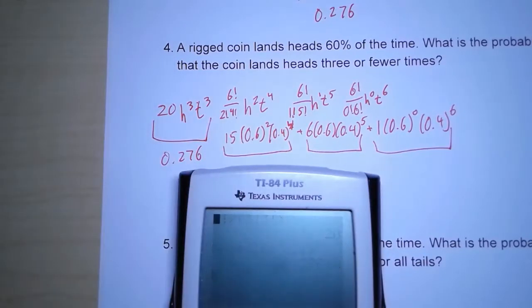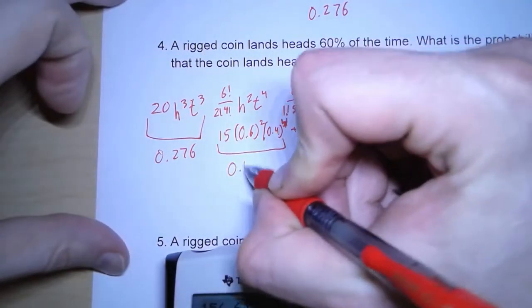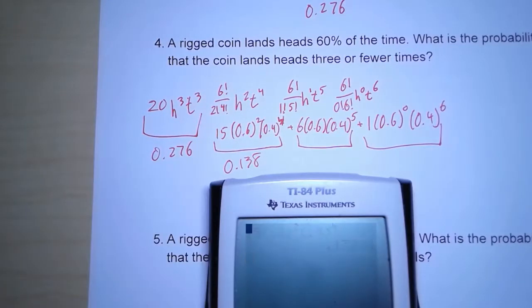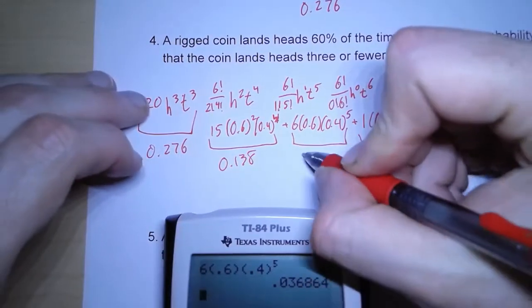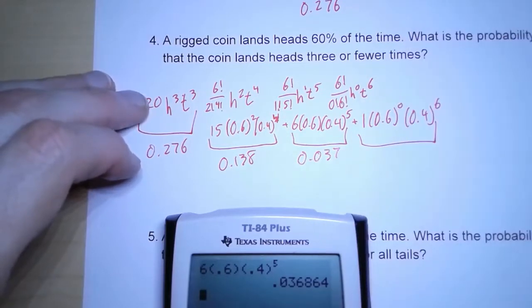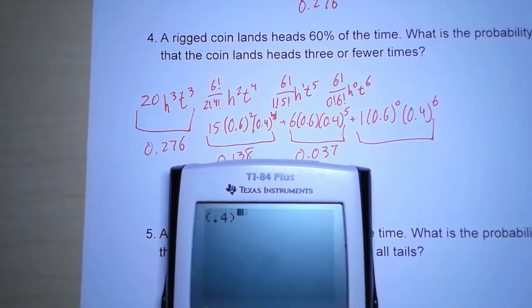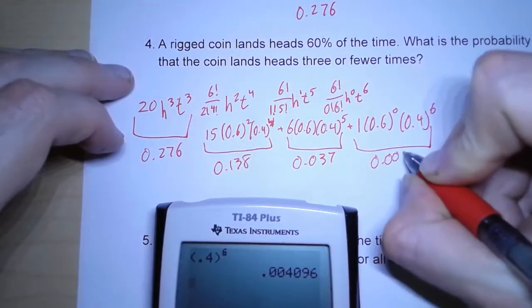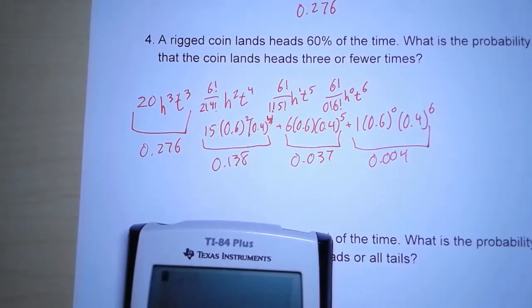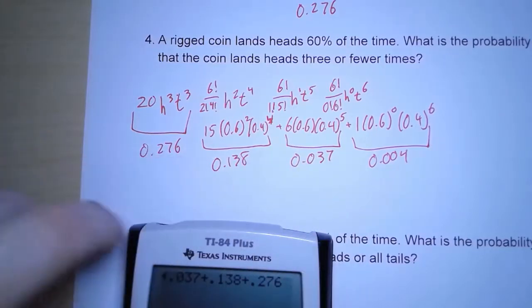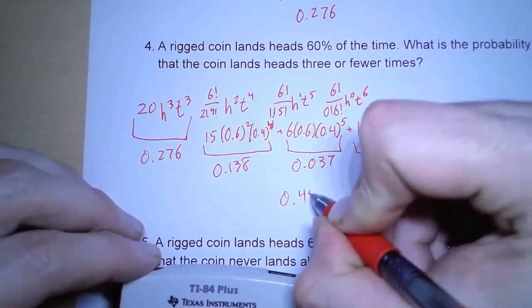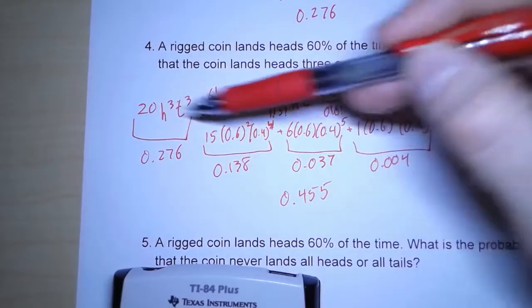All right, so 15 times 0.6 squared times 0.4 to the 4th. So we have 0.138. And so now we have 6 times 0.6 times 0.4 to the 5th. So that's 0.037. And then finally, we have 0.4 to the 6th, which is 0.004. All right, 0.004 plus 0.037 plus 0.138 plus 0.276. So we add these probabilities all together, and we get 0.455. And so this counts 3 heads, 2 heads, 1 heads, or no heads.